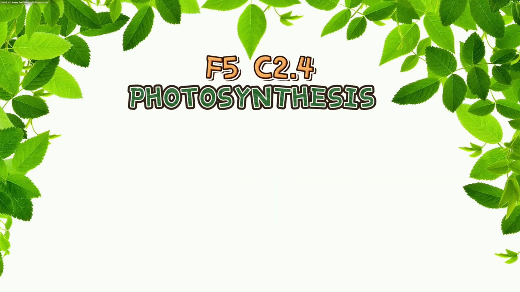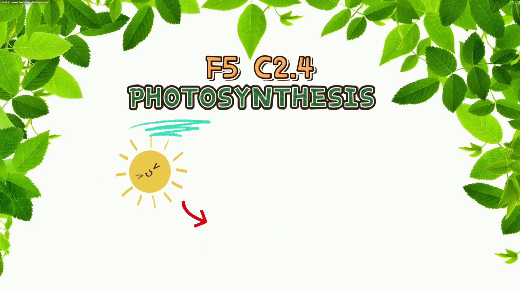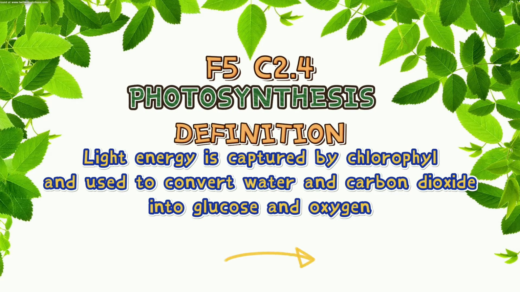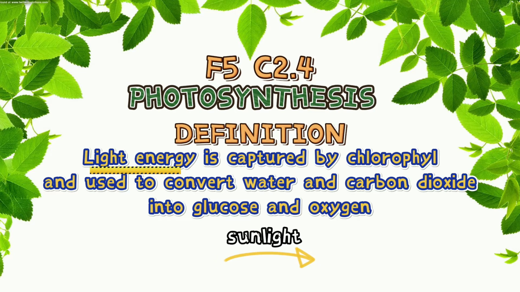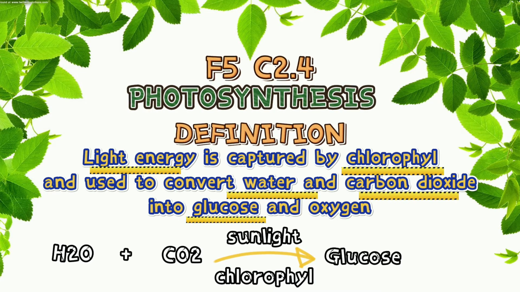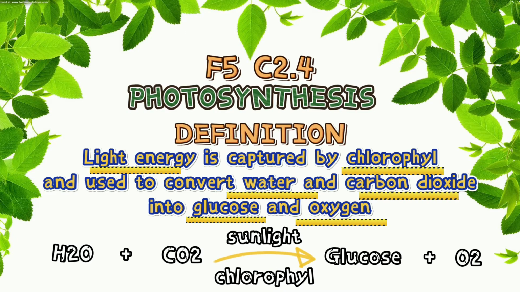So first, what is photosynthesis? Photo actually means light, whereby plants use light to produce their so-called food. Synthesis means I produce something. So the definition is basically whereby light energy is captured by chlorophyll and used to convert water and carbon dioxide into glucose and oxygen. As you can see, the definition of photosynthesis is actually a chemical reaction, a chemical process. We can use an equation to remember the definition as well.